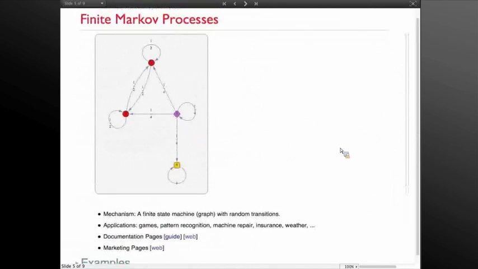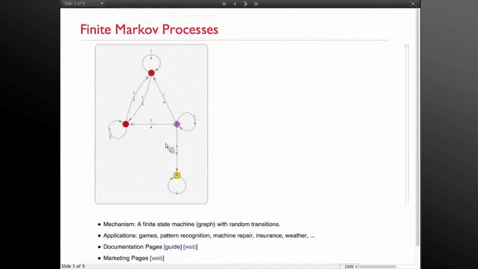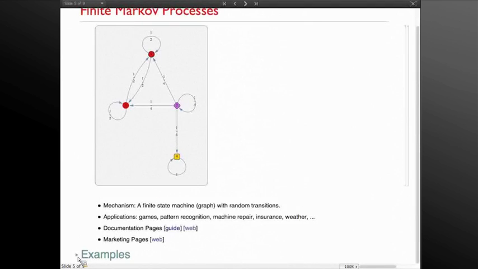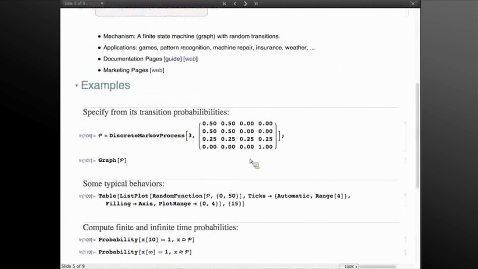The first group is finite Markov processes. One way to think about them is basically as random walks on a graph. They're finite, so there are a finite number of states. You specify transition probabilities between the states. So here is how you can specify a discrete Markov process. You start in state 3, and then you specify the probabilities of transitioning: in the first row, this is the probability of transitioning to state 1 again, to state 2, and then there's zero probability to states 3 and 4, and so on. This is called the transition probability matrix.